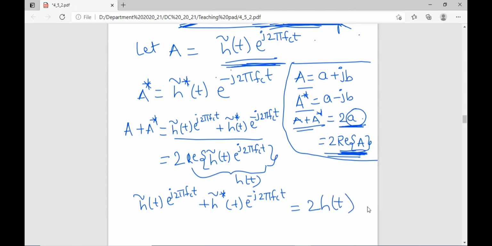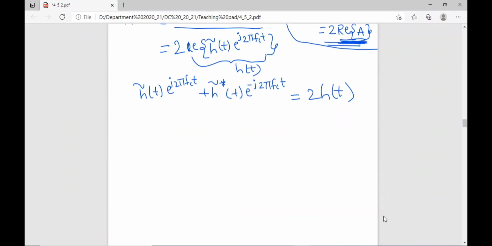Anybody have doubts until this point? No, ma'am. Okay. All of you are able to understand, right? Anyway, after finishing the topic, I'll tell you in brief again.